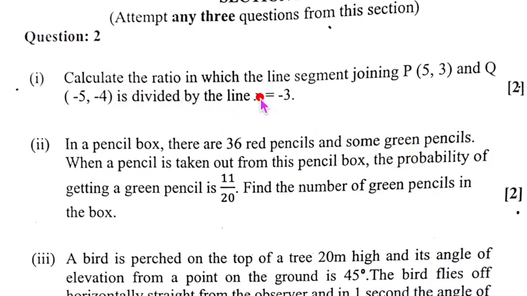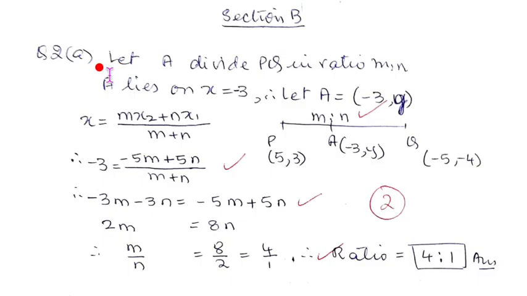First one, calculate the ratio in which the line segment joining P(5, 3) and Q(-5, -4) is divided by the line x equal to -3. So let's look at the solution. Let A divide PQ in the ratio m is to n, and A lies on x equal to -3. So obviously the x coordinate will be -3. So let A be (-3, y).